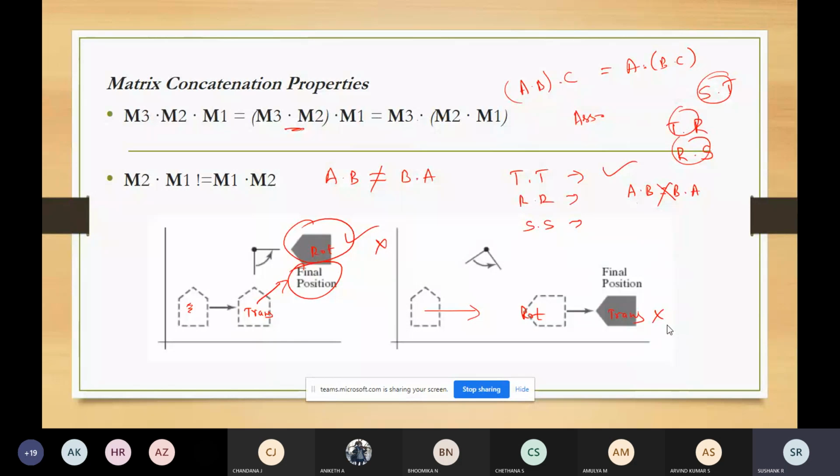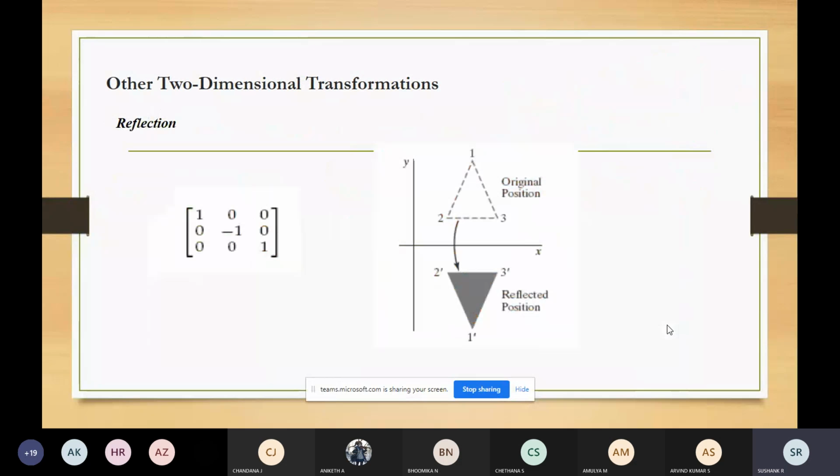So after this, these are some of the basic transformations. In addition to these basic transformations, we have some more transformations called reflection and shear. So what is reflection? Reflection means it's like a mirror. It's a transformation which will produce a mirror image of an object. For an object, you'll get a mirror image, that we will call reflection.